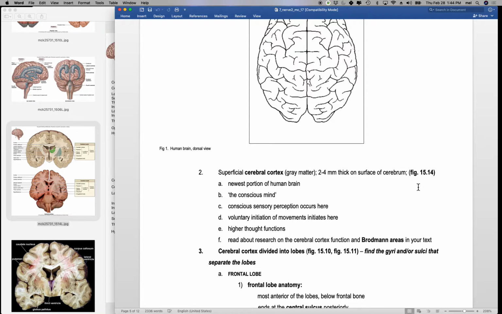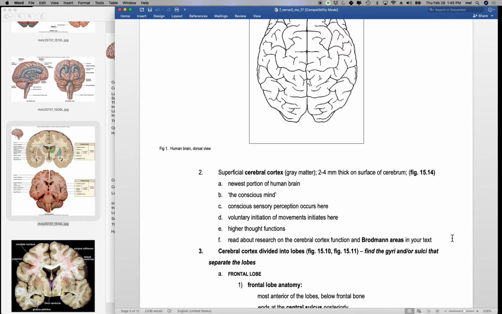Okay, the other thing that happens in the cerebral cortex is that it is the site of voluntary initiation of movement. It's where all your higher thought functions go. And there's been a whole bunch of research about the cerebral cortex, and one of the main people who did it historically was called Brodmann. And you can read about Brodmann's areas in your book.